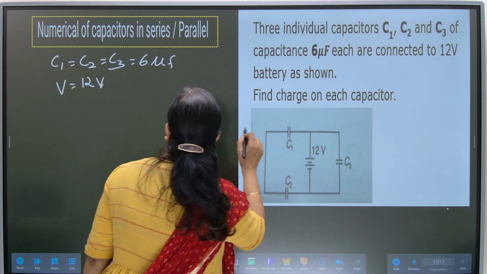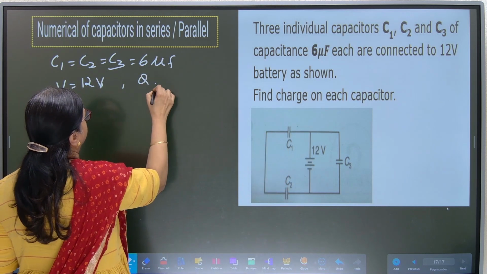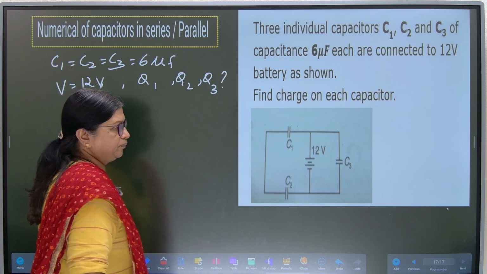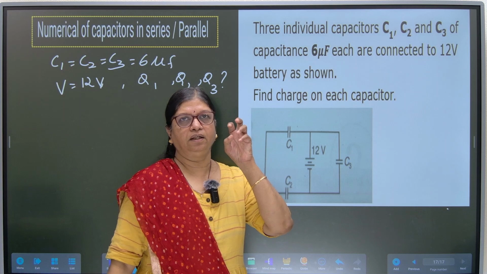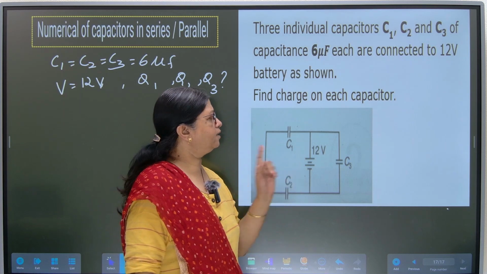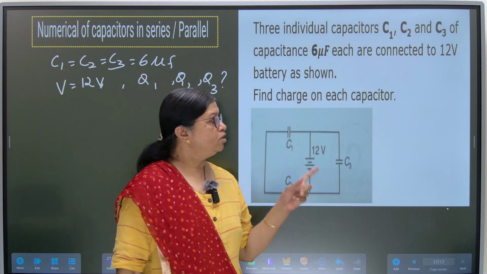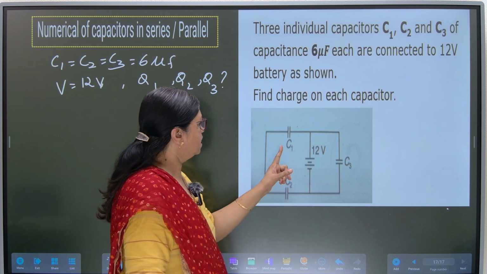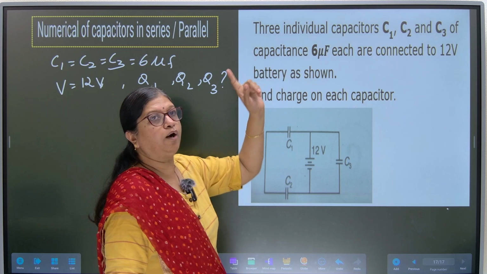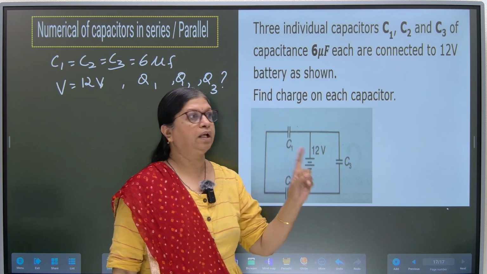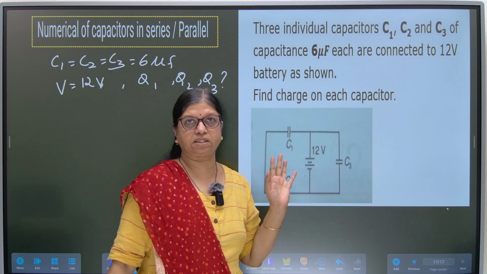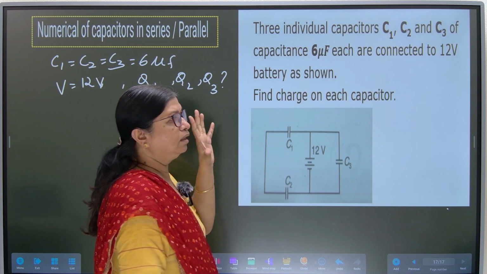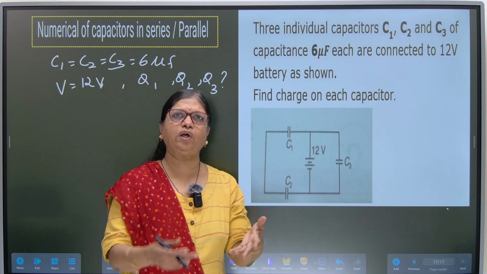So there are three capacitors. So they are asking us to find out Q1, Q2, Q3. That is the query. Now, once the given is understood by us, let us go to the circuit diagram. This circuit diagram has three capacitors C1, C2, C3 of 6 microfarad, and 12 volt is the source potential. Fine. Okay. So now let us see how to approach such a question very easily.